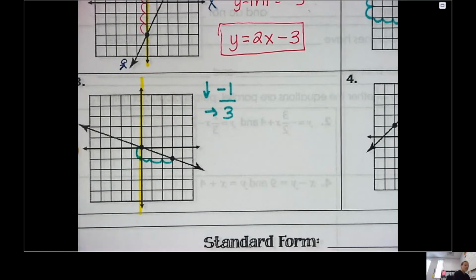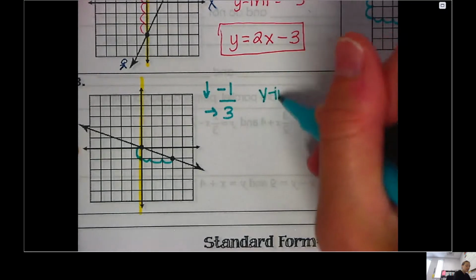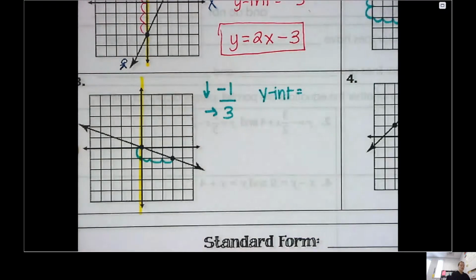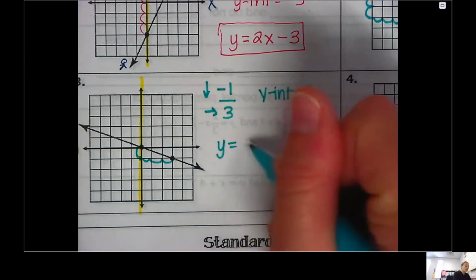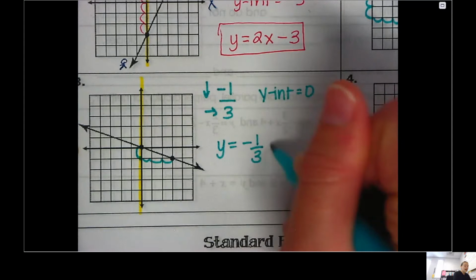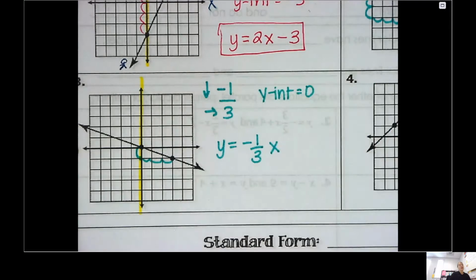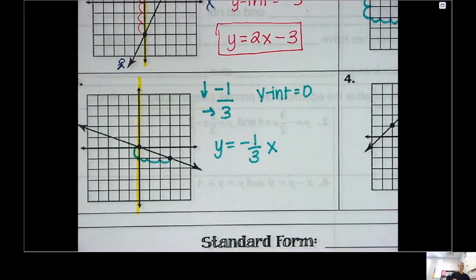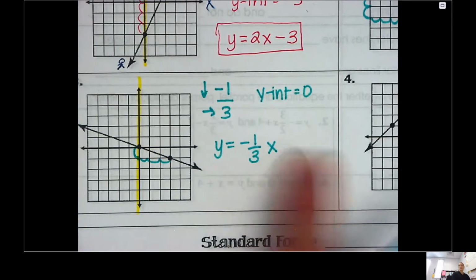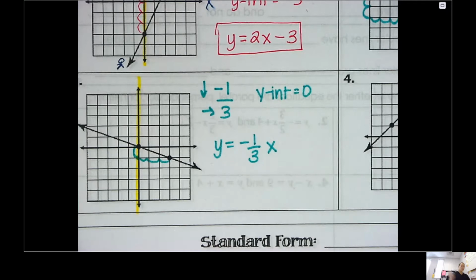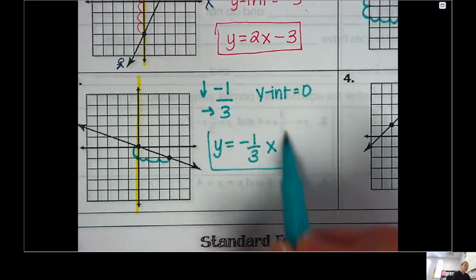What is your y-intercept? 0. Your y-intercept is 0. So now, when you go to write this equation, you're going to write it as y equals negative 1 over 3x, and then what? Now, you've got 2 choices. You can put plus 0, or you can just leave it, because plus 0 just means nothing is happening there, right? So you just leave it like that.